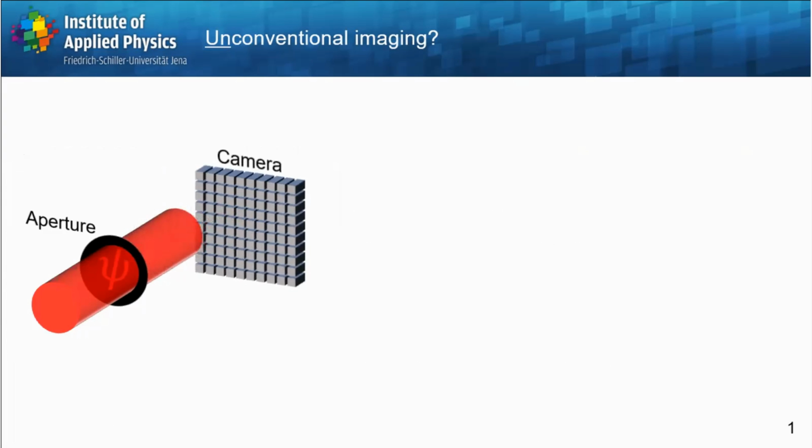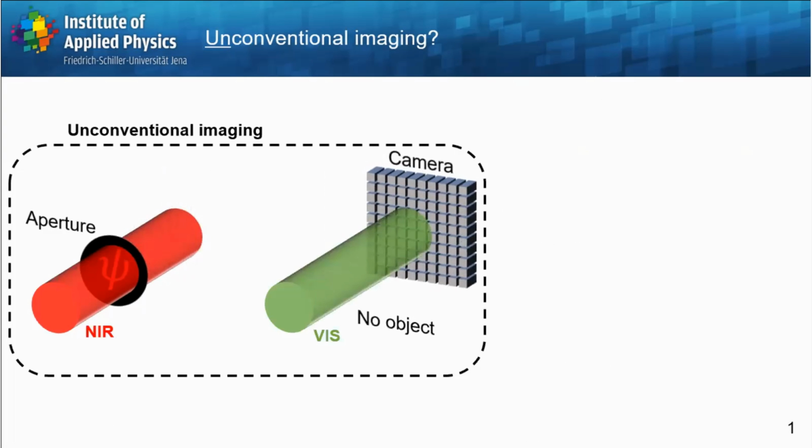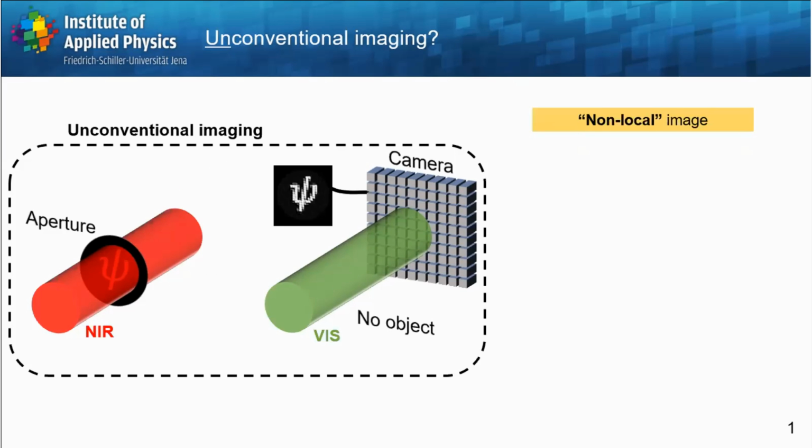However, there are some other imaging schemes, unconventional ones, where the camera is actually not measuring the light that passes through the object, but is measuring another beam of light, for example here in another wavelength, for example a visible one. And what's peculiar about this is that this other arm does not interact with the object. We are able to get an image of the object. So it looks very weird, right?